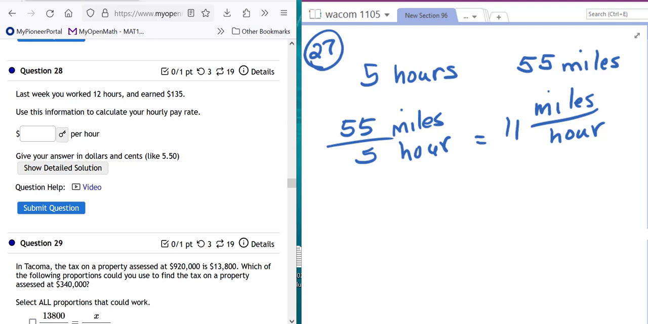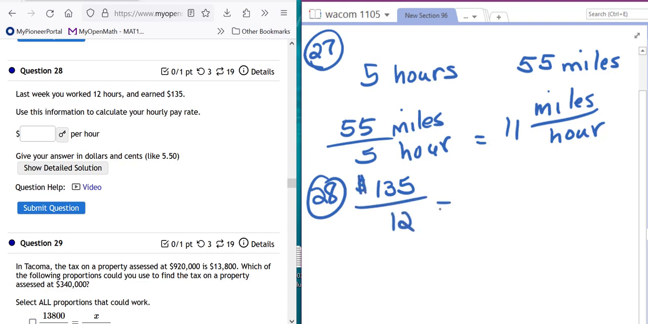And this one is not going to either. Hopefully one of those is not on the test. They're not hard to figure out, but use this information to calculate your hourly pay rate. You're paid $135 and you work 12 hours. Divide it to get how much per hour. This is money for 12 hours.